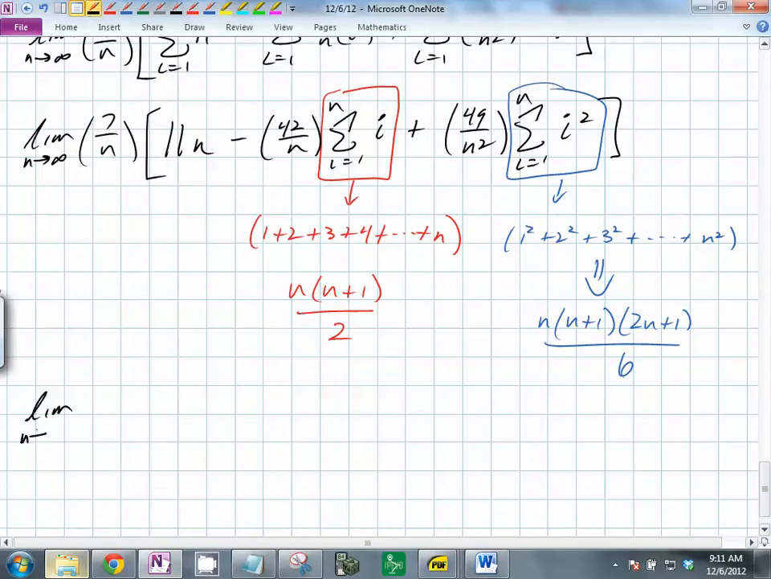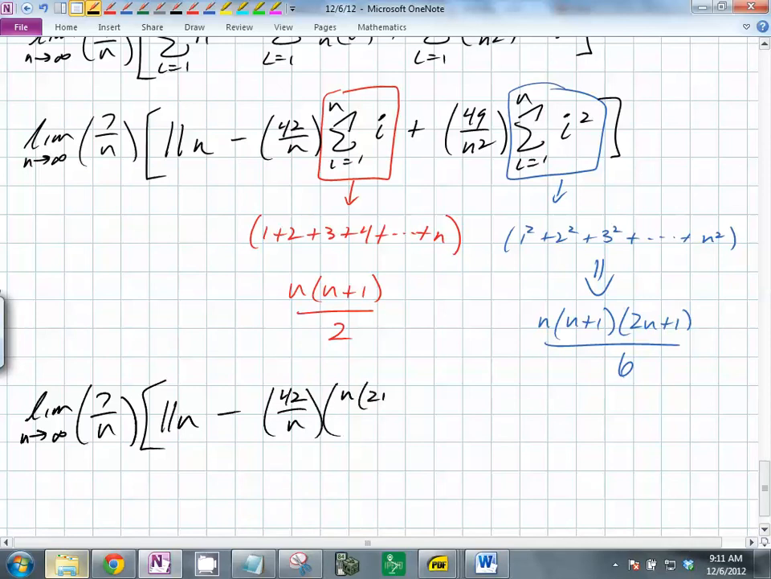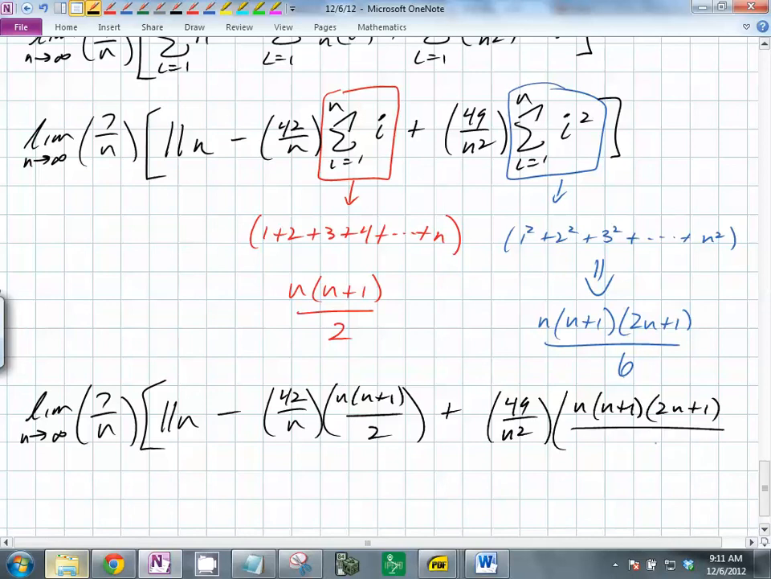So what do we have? The limit as n goes to infinity of 7 over n times what? 11n minus 42 over n times what? n times n plus 1 all over 2 plus what? 49 over n squared times n plus 1 times 2n plus 1 all over 6.